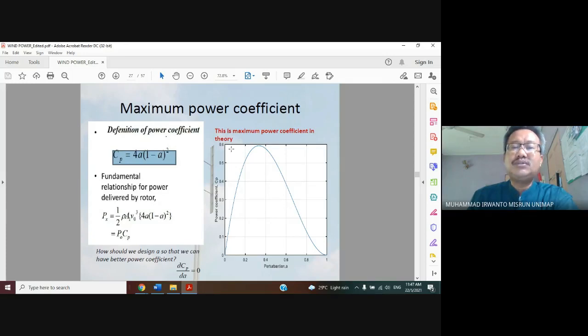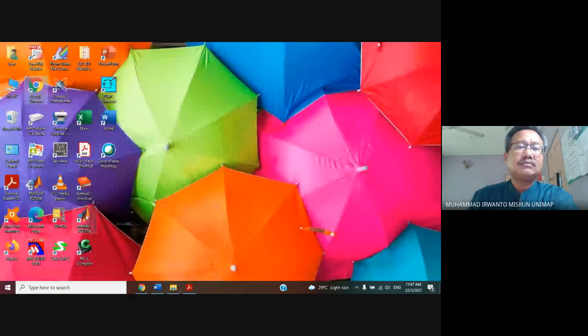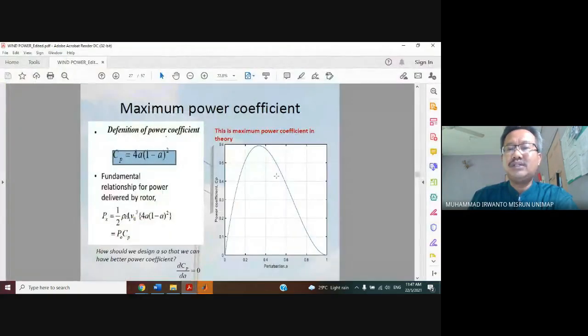And then if we draw the graph, we can obtain the graph like this one. The horizontal axis is the perturbation factor A, where A here is plotted from 0 to 1. And the vertical axis is the power coefficient, Cp.